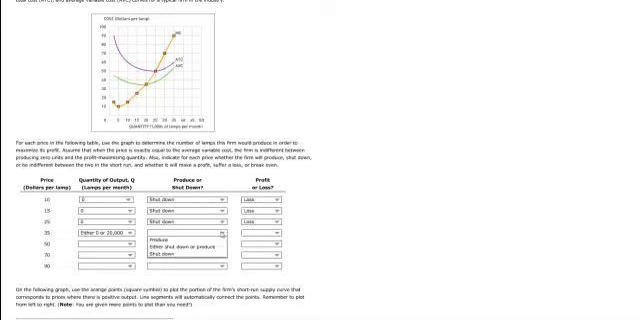In this particular case, again, it is either produce or shut down. It depends on which one you want in the short run. And in this case, you're still making a loss because you're not covering your total cost of production.